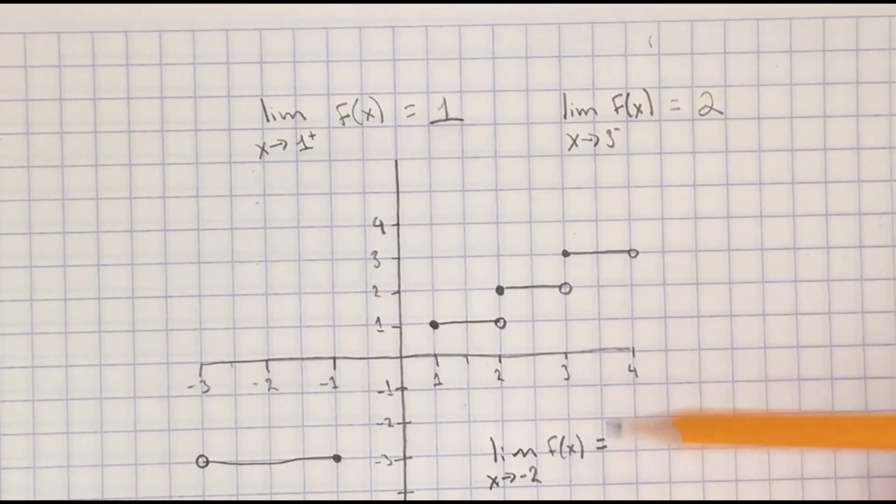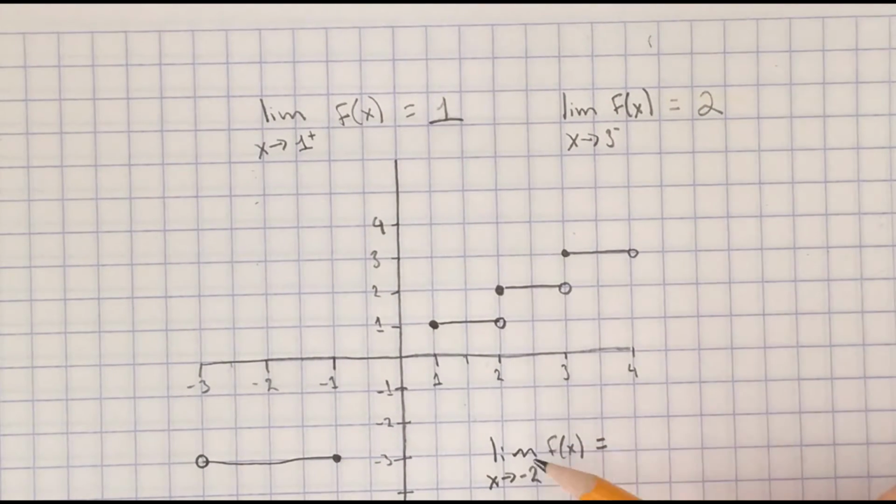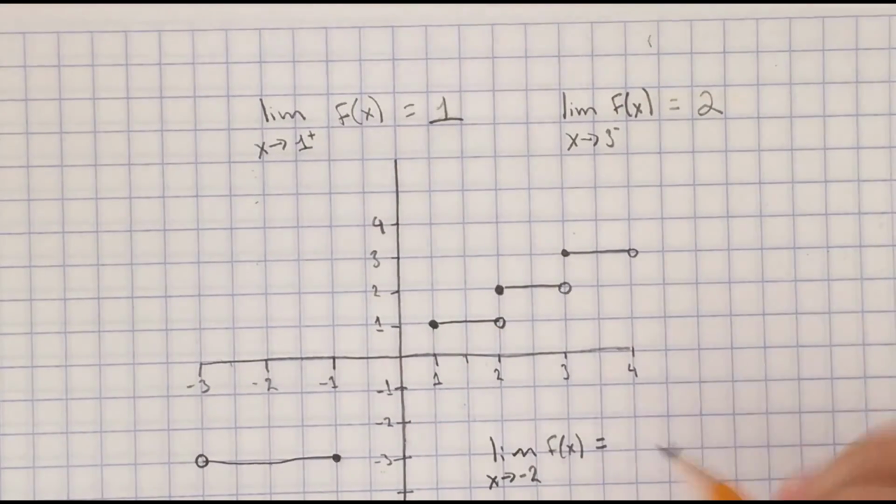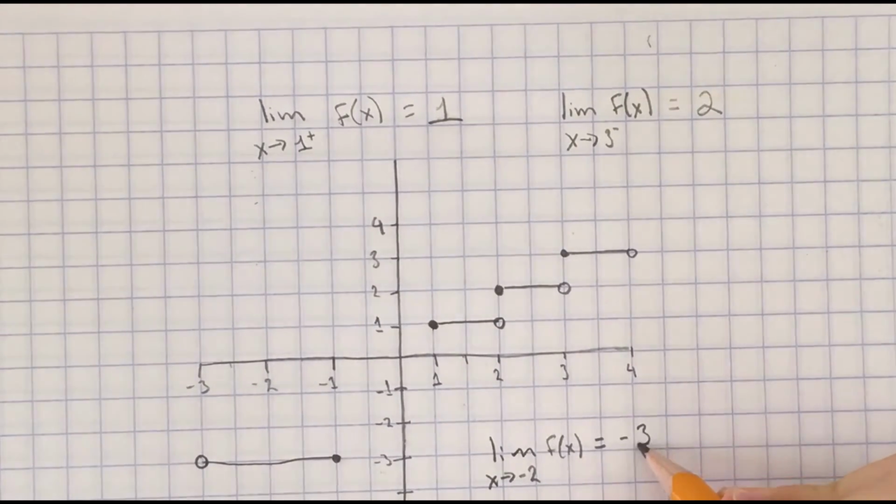So with the next one, here we're talking about the limit of f(x) when x approaches -2. So we go on the graph and find -2, and here we have -3. So the limit of f(x) when x approaches -2 is -3.